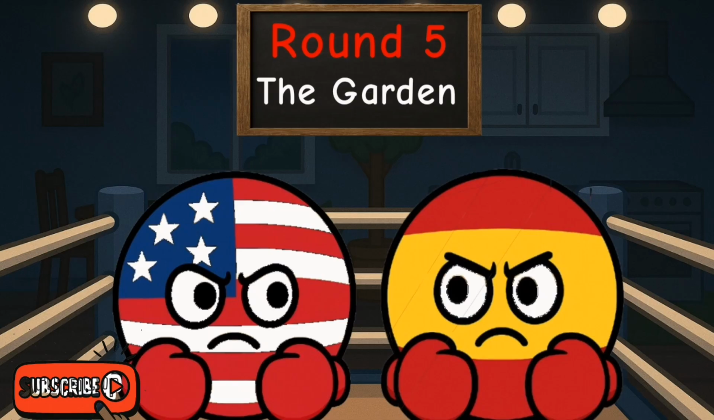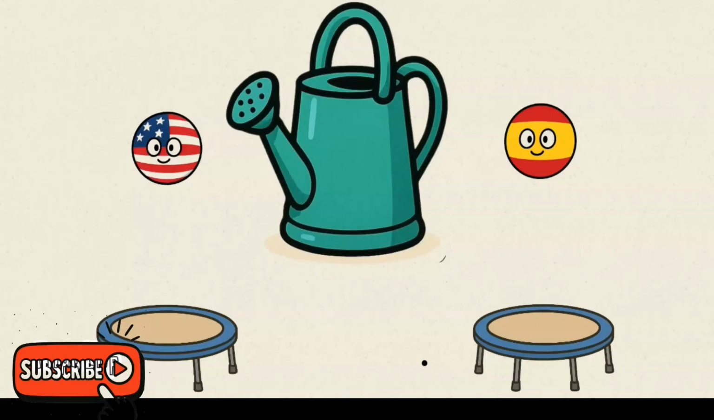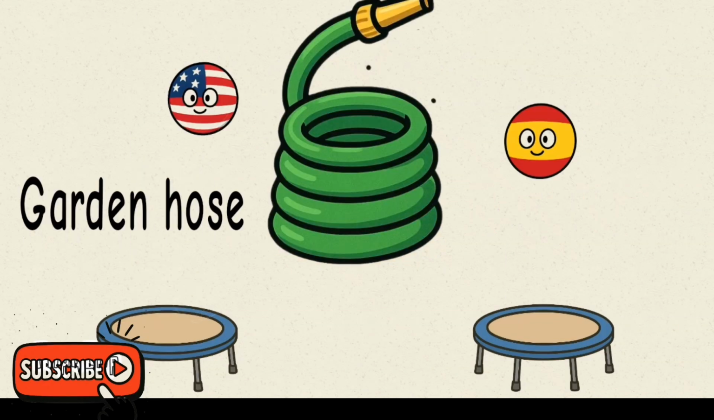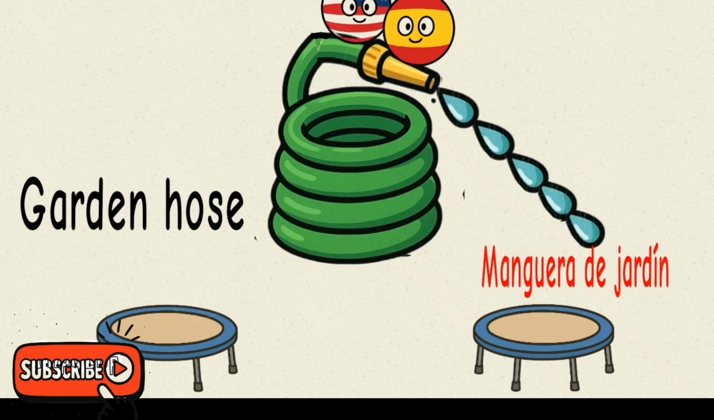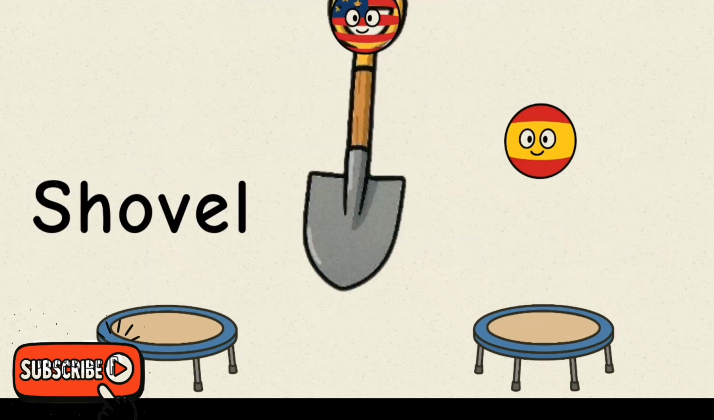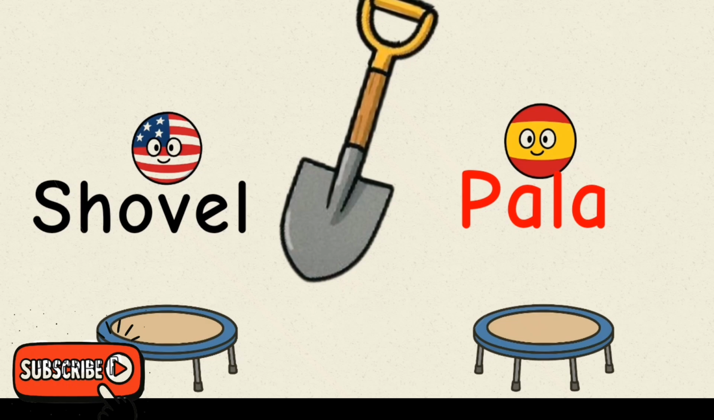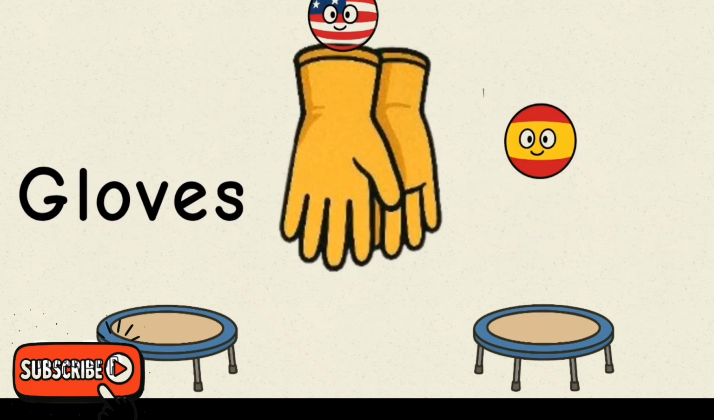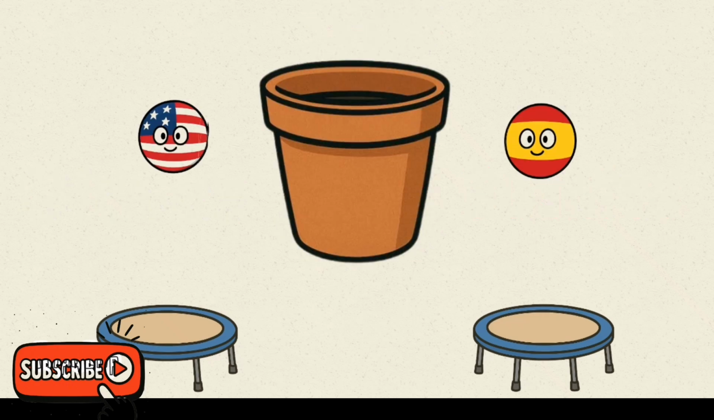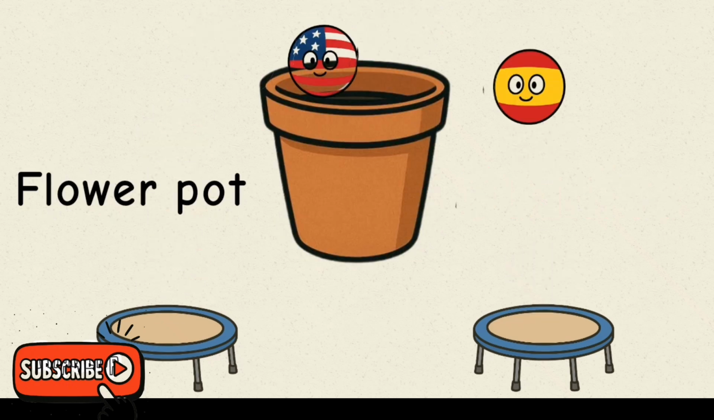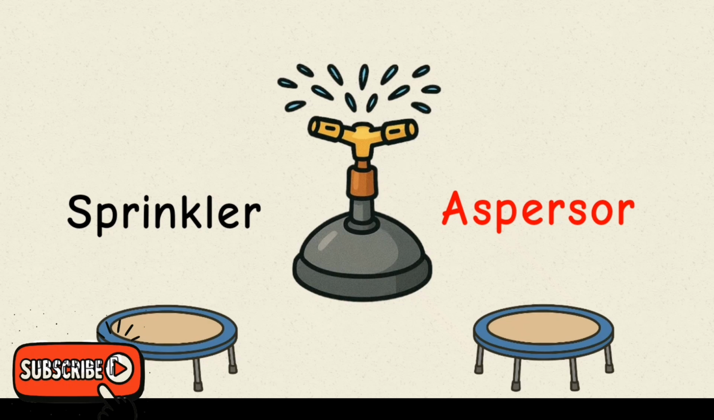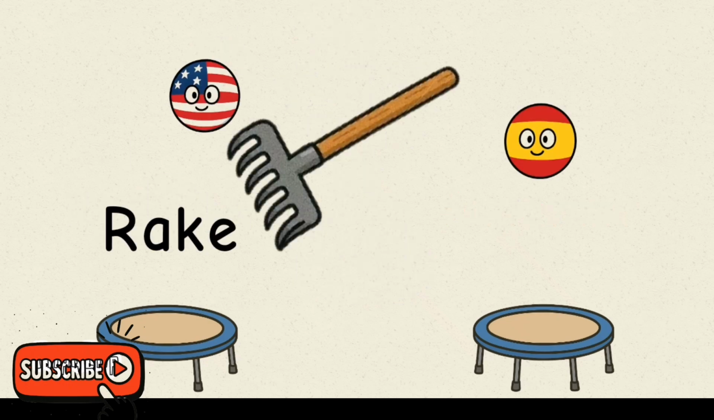Round 5, the garden. Watering can. Regadera. Garden hose. Mangueira de jardim. Shovel. Pala. Hoe. Azada. Gloves. Guantes. Flower pot. Maceta. Sprinkler. Aspersor. Rake. Rastrillo.